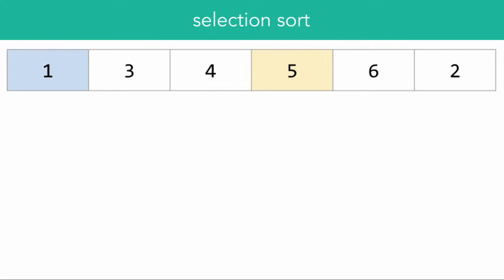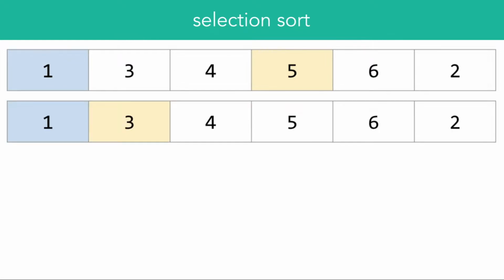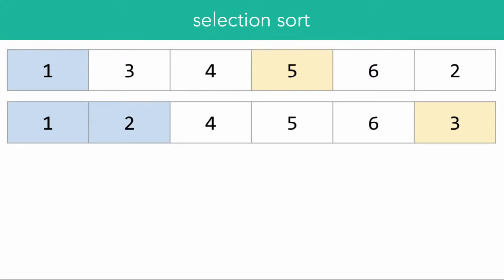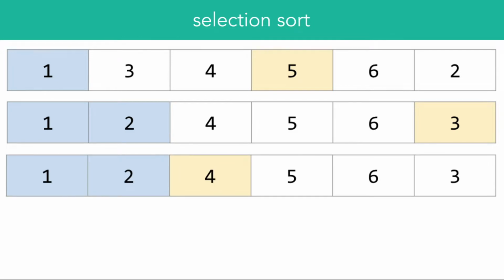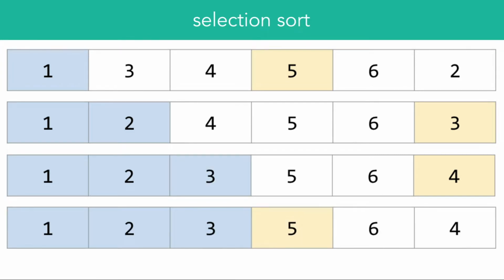Now the value at index 0 is sorted. Next, we move on to the next index, 1. We find the minimum value in the rest of the list, which is 2. The minimum value is then swapped with the current index, and the current index is now sorted. We then move on to the next value. Find the minimum value in the list, swap it with the current index. Notice the pattern? Now the current index is sorted. We'll continue in this process until the whole list is completely sorted.